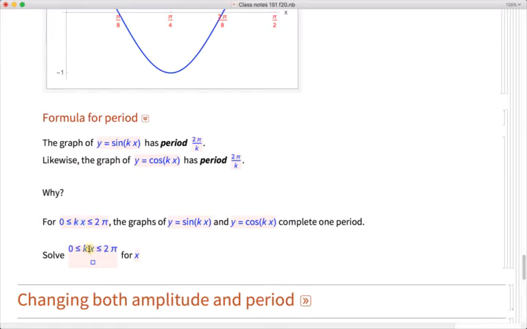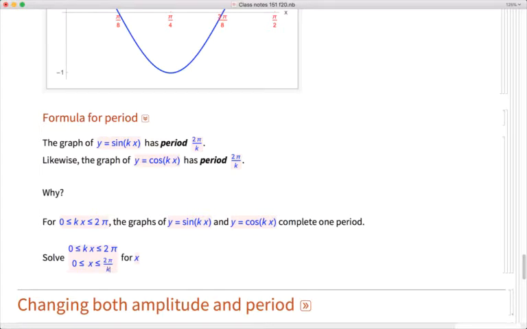Right? So if we take this pair of inequalities and we solve it for the x, well, how do we do that? Well, we just divide through by the k, assuming k is a positive number. And this may or may not be helpful. If you remember the formula, it's going to be good enough. But what I'm trying to say here is that when the x goes from 0 to 2 pi over k, then the graphs are going to go through one full period. By and large, it's good to just have this on a note card. Make sure you remember it.